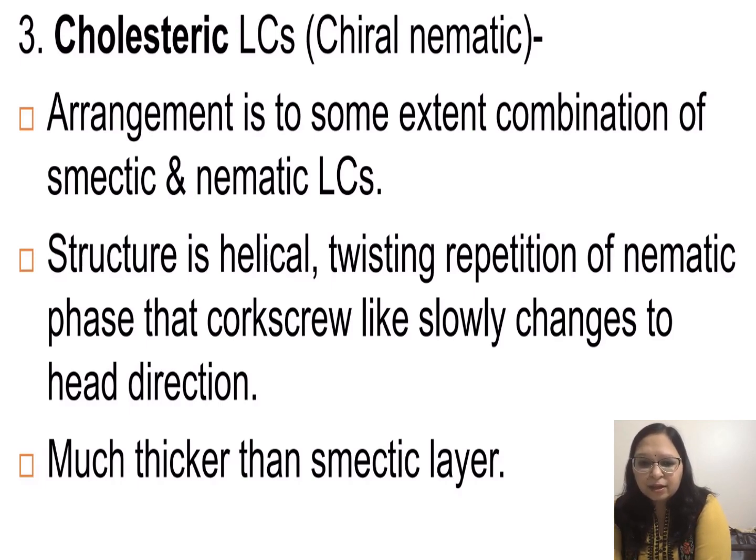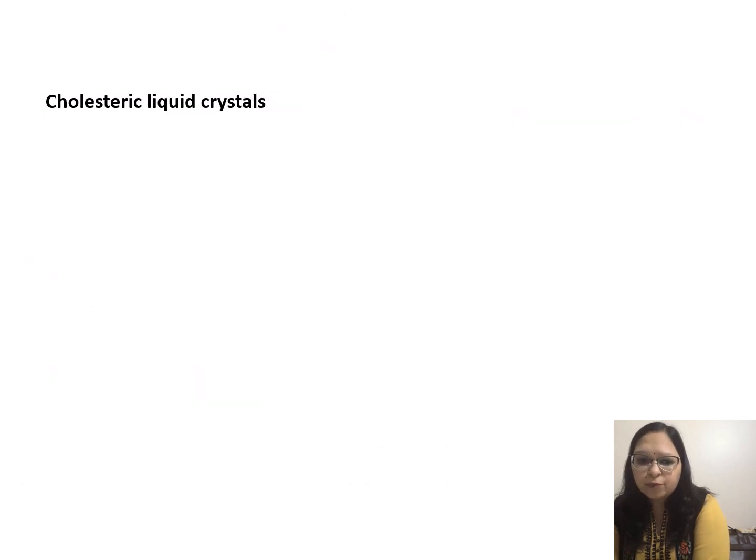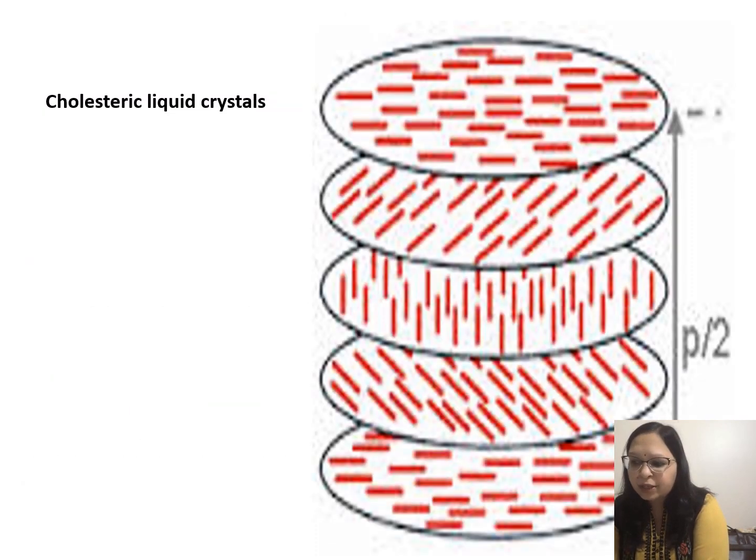Since they have a twisting, which is known as pitch, or the 360-degree turn, after rotation of a 360-degree turn you would again have the same layer. So there are various layers in cholesteric liquid crystals. They don't have any type of positional order. They don't have any type of orientational order, but they are highly temperature sensitive. That's why these cholesteric liquid crystals are used as temperature sensors.